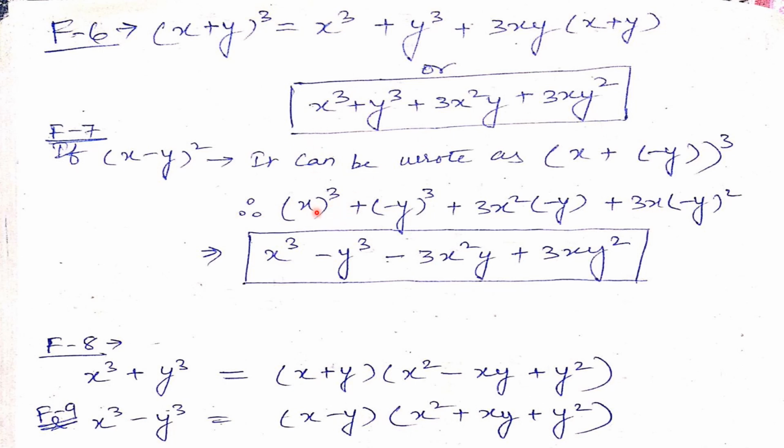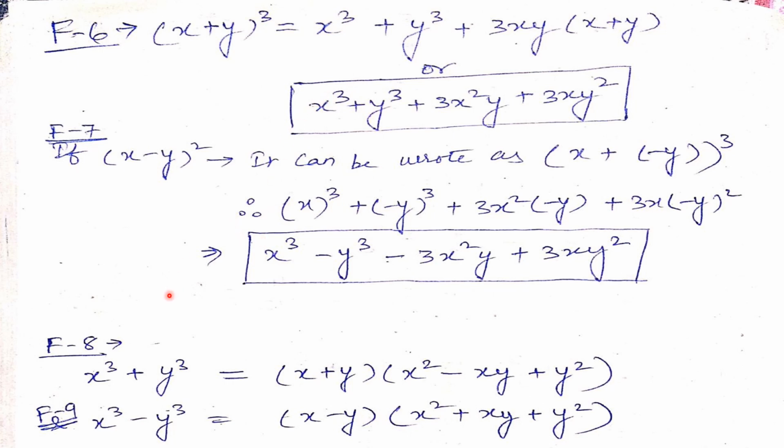So it will be x cube, same to same, plus y is replaced by minus y cube, plus 3x² again y replaced by minus y, plus 3x(−y)². So it becomes x³. We know negative power 3 is negative only, −y³. 3x into minus y, negative will come, −3x²y. Here we have square on negative sign, it becomes +3xy². So this way you can find any formula on your own and you don't actually need to learn the formula if you know the formula of positive one. Okay. Still, if you find it easy to learn, you are free to learn.